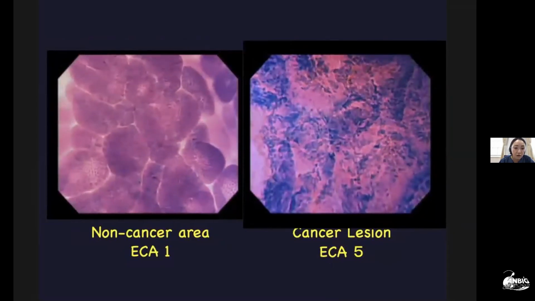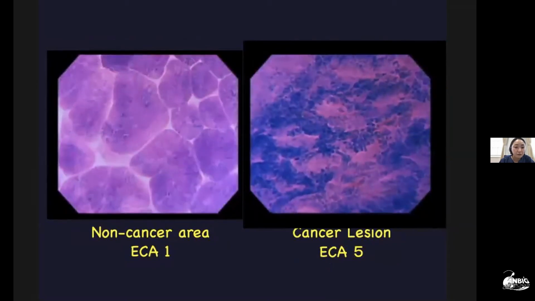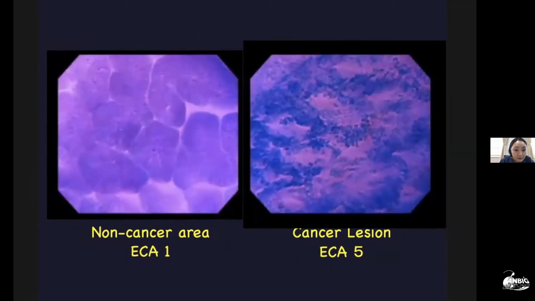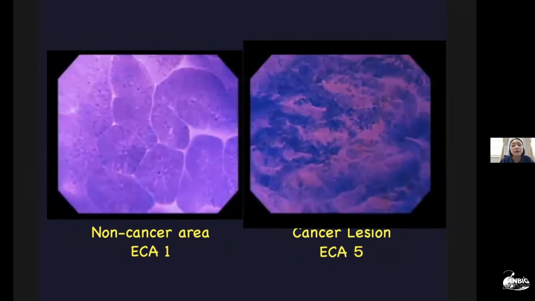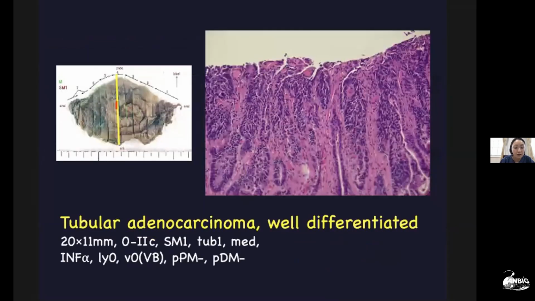This is the movie from the cancer area and non-cancer area. They are very much different in the size of the nuclei and the arrangement of the cellular glandular structure here. And the lesion was diagnosed as well-differentiated adenocarcinoma pathologically.